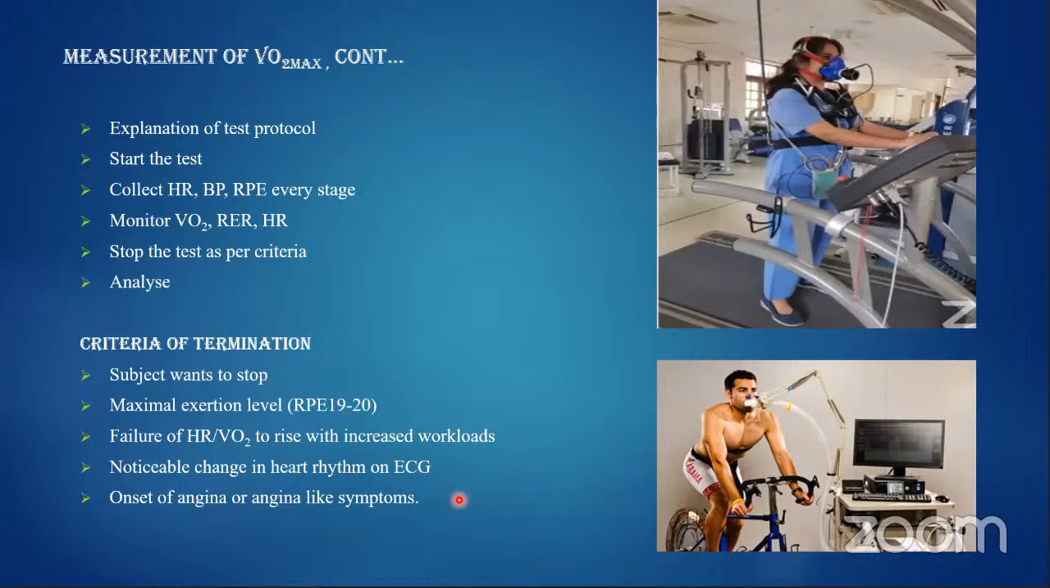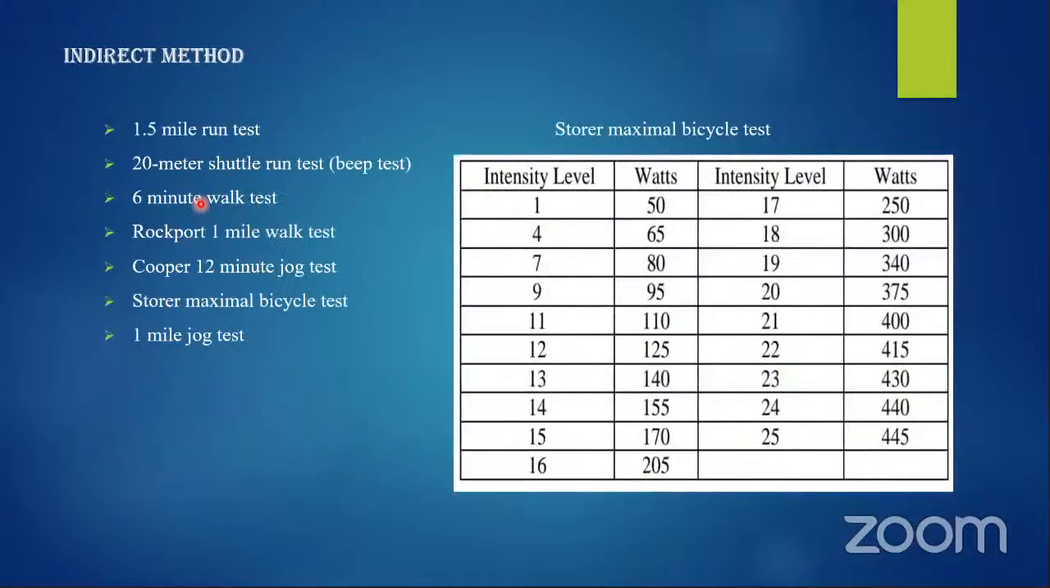This direct method is not always possible for us to carry out. So here come some indirect methods for determination of VO2 max. These are all field tests. They are the 1.5 mile run test, 20-meter shuttle run test, 6-minute walk test, Rockport 1 mile walk test, Cooper 12-minute jog test, Storer maximal bicycle test, and 1 mile jog test. There are n number of tests for determining this indirect method, but I have mentioned only a few tests that have good reliability value. I'm not going to explain much about all these tests, but I will give some basic idea about them.